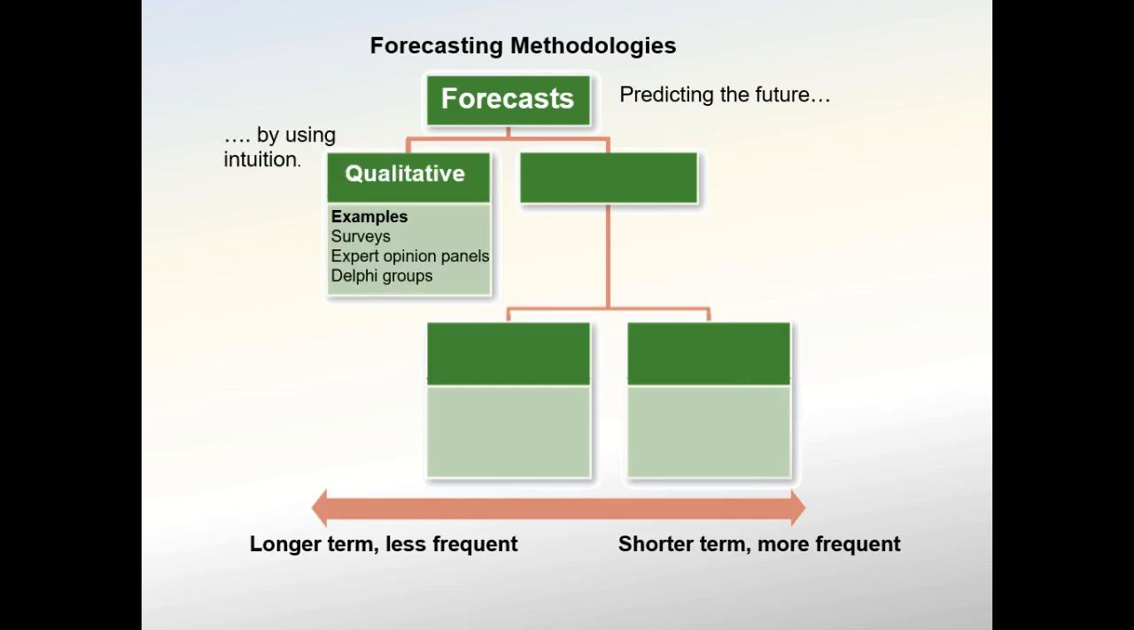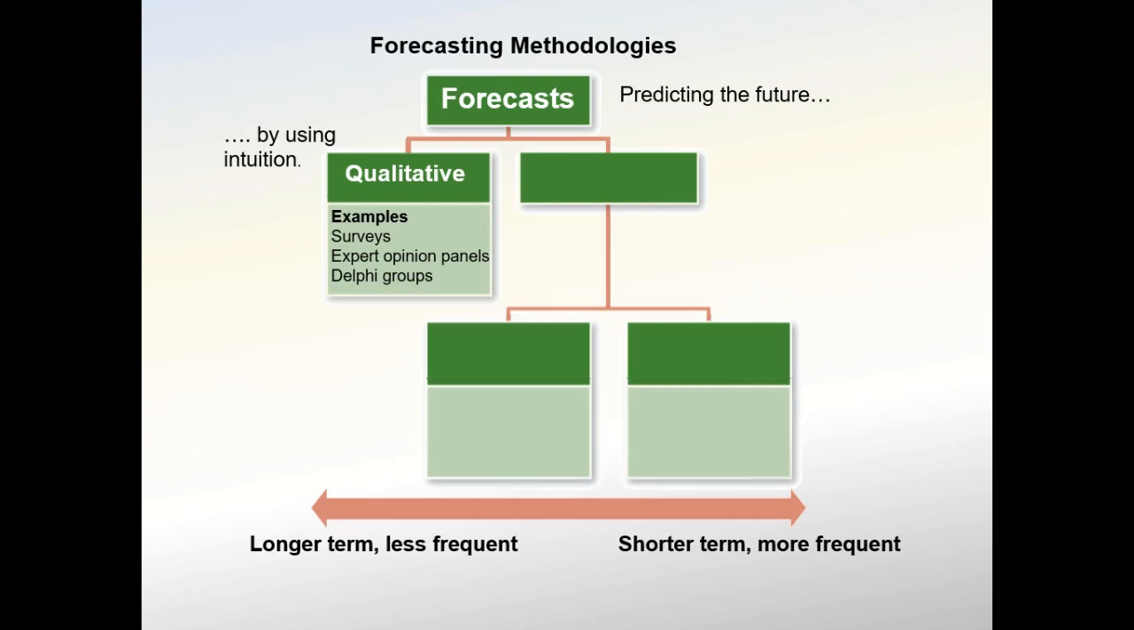So as figure 4.1 suggests, the first and most strategic choice when selecting a forecasting technique is whether to use a qualitative or a quantitative approach. Now, a qualitative approach attempts to capture human intuition, such as an expert's insight, when developing a prediction.